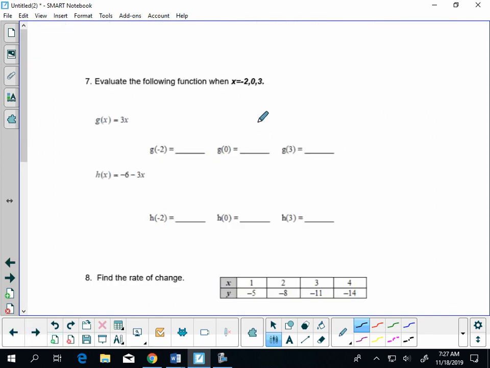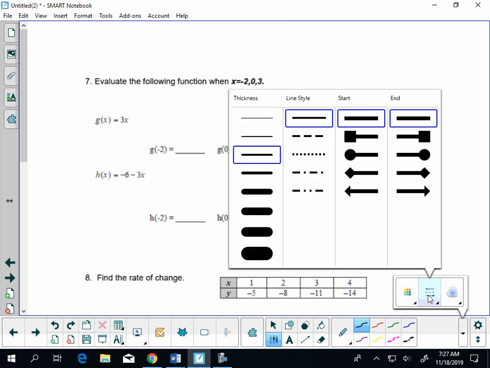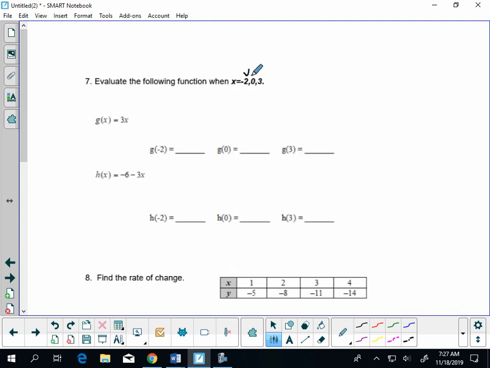All right, on these, don't overthink these. You're just plugging things in. They're telling you exactly what to plug into the equation. You're plugging in negative 2, 0, and 3. So here, we're going to get 3 times negative 2, 3 times 0, 3 times 3. So you end up with negative 6, 0, and 9.